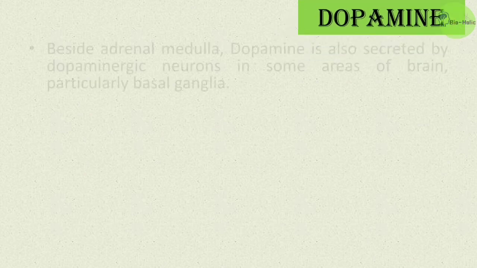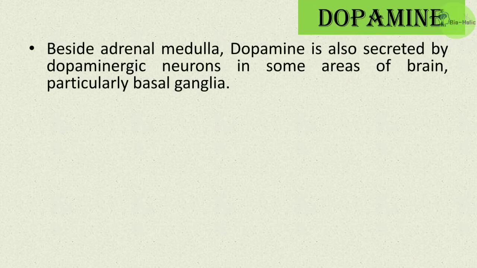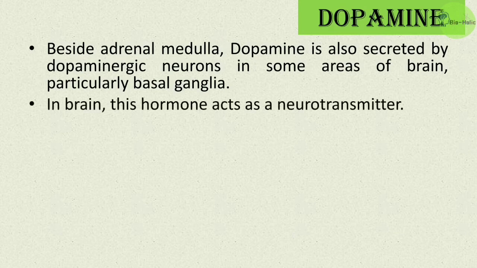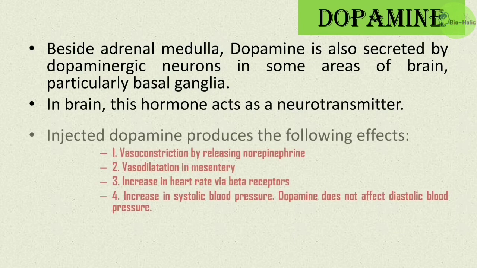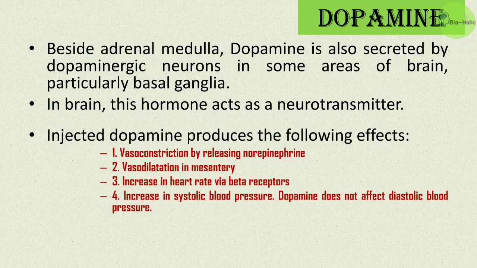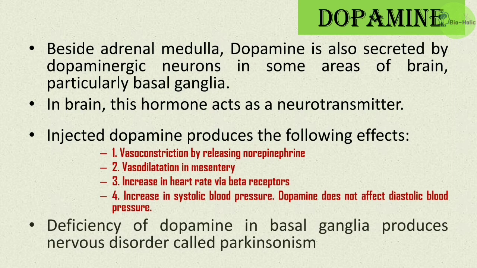Now lastly, the dopamine. Besides adrenal medulla, dopamine is also secreted by dopaminergic neurons in some areas of brain, particularly in basal ganglia. In brain, this hormone acts as a neurotransmitter. Injected dopamine produces various effects like vasoconstriction by releasing norepinephrine, vasodilation in mesentery, increase in heart rate via beta receptors, and also increase in systolic blood pressure. But dopamine does not affect diastolic blood pressure. And deficiency of dopamine in basal ganglia produces nervous disorder like Parkinsonism.